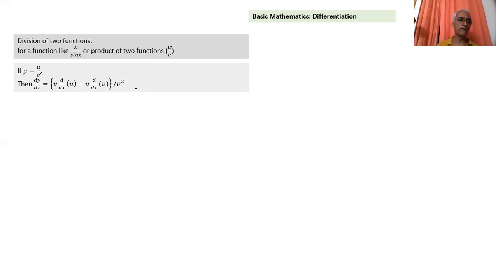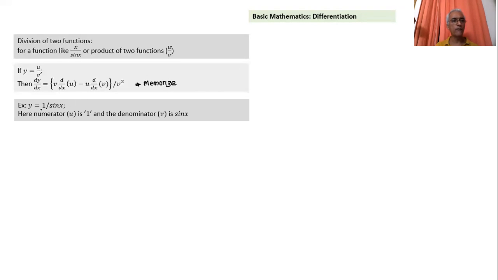This is a formula which must be memorized, because this is not very easy to derive. Whatever is not easy to derive but very commonly used, you must memorize it. So how should we start with this one? There's a negative sign. We start with the denominator function. Let's take one example of how to apply this formula here.